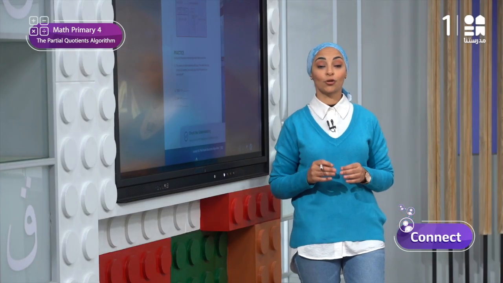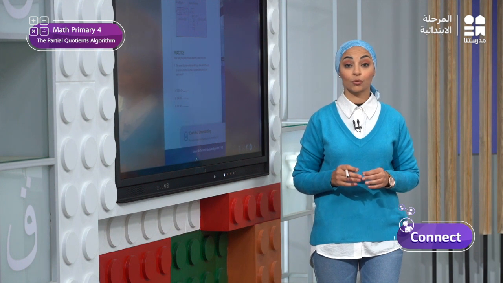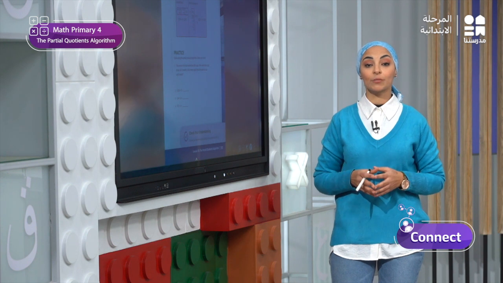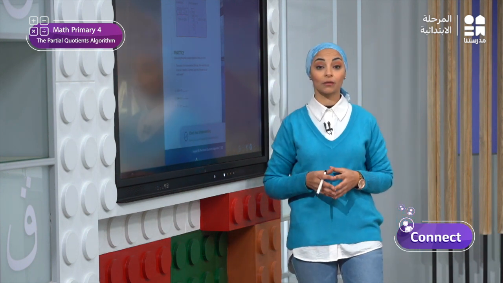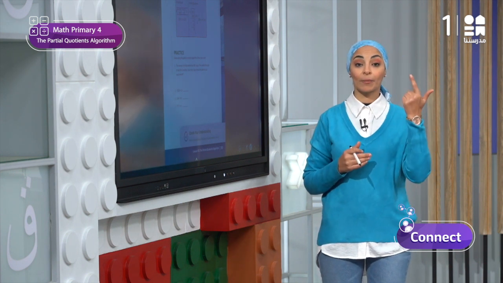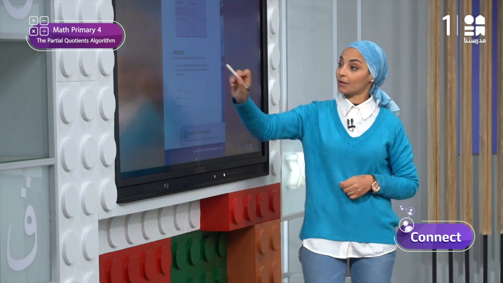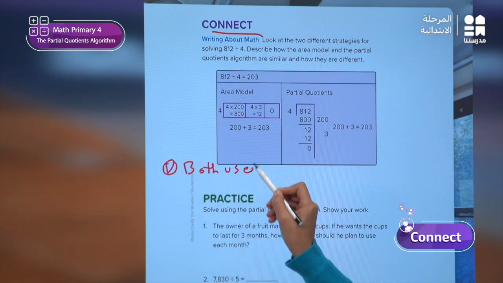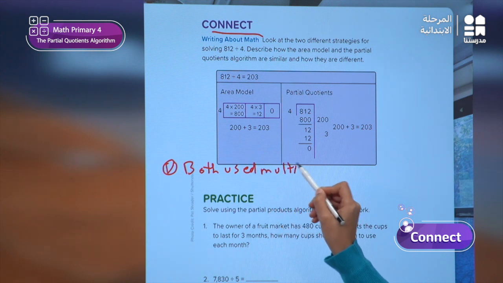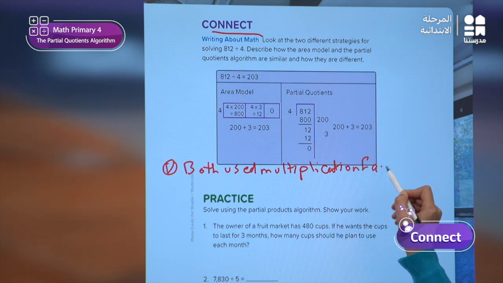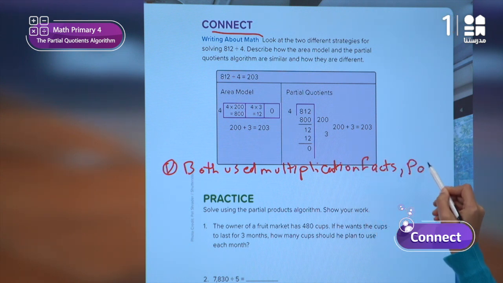And now when I asked a group of my students this question under Connect, one of them said that the two ways are similar. He said the two ways are really alike. Why? Because they both use the multiplication facts and also the patterns with 0. The similarities: both used multiplication facts and patterns. Okay? These are the things that are similar in the two ways.